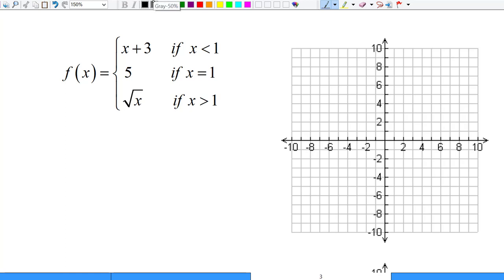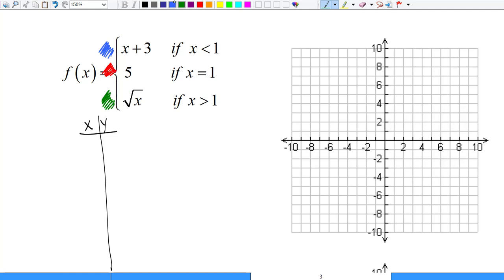Okay, so our next example has 3 pieces. And because it has 3 pieces, I am going to have 3 colors, just to be clear. I'm going to do the first piece in blue, I'm going to do the second piece in red, and we'll do the third piece in green.